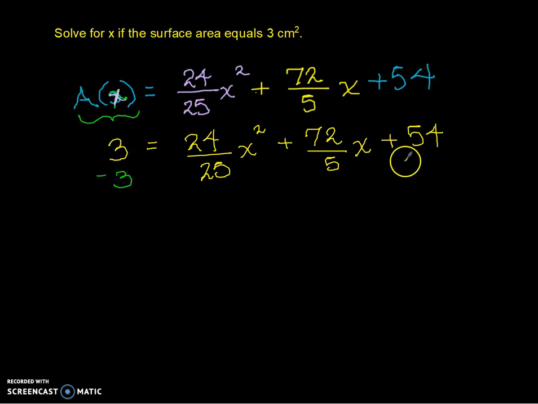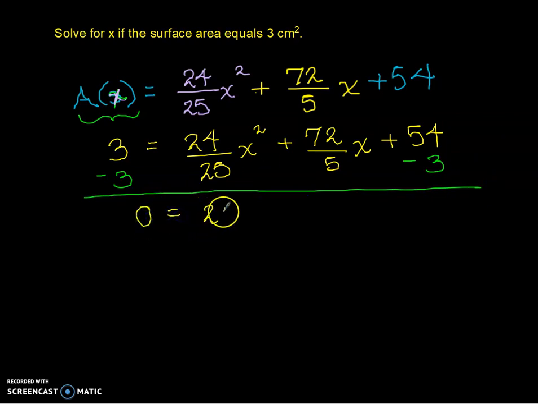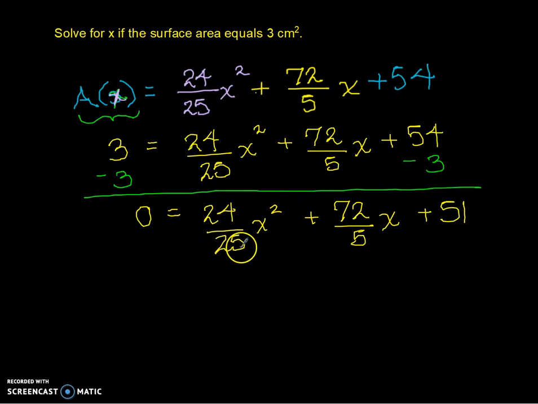Whatever I do to one side, I do to the other, to its constant. And then this would give me 0 equals 24 over 25 x squared plus 72 over 5x plus 51. Now, I don't like the fractions, so I'm going to get rid of it because the only thing that makes it a fraction is its denominator. If I look at both denominators, I can get rid of it if I multiply by 25. And keep in mind, whenever you multiply, you have to keep the equation balanced by multiplying everything by 25.